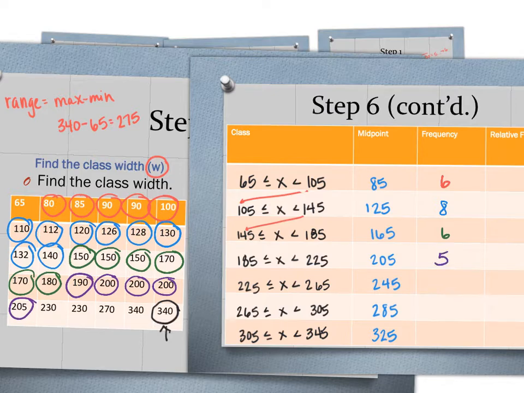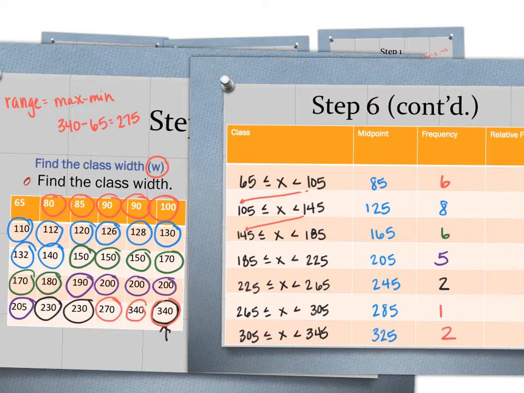Next class: how many observations are between 225 and 265? 2. Between 265 and 305? 1. And greater than 305 but less than 345 are 2. If you add up all these observations, 6 and 8 is 14, plus 6 more is 20, 5 more is 25, 27, 28, and then 2 more is 30. They should add up to the entire total.